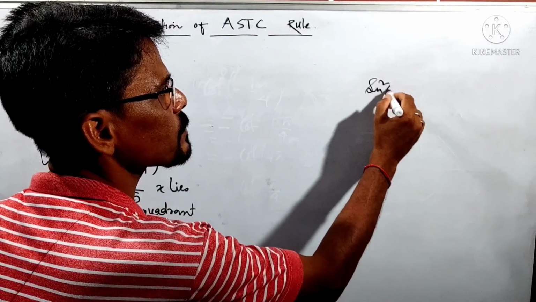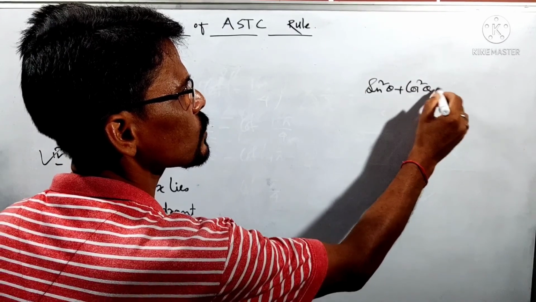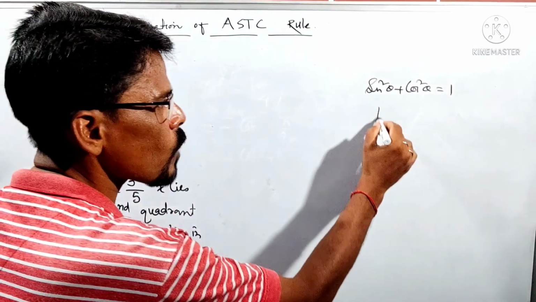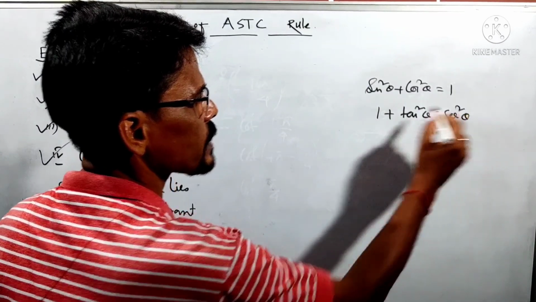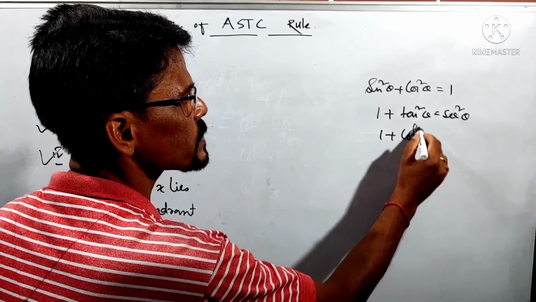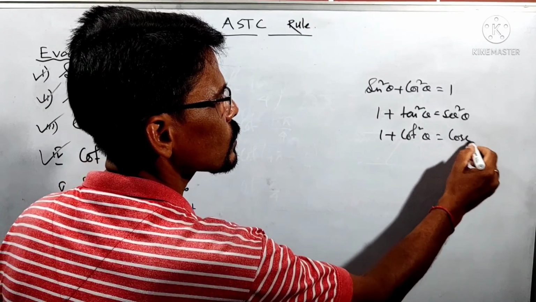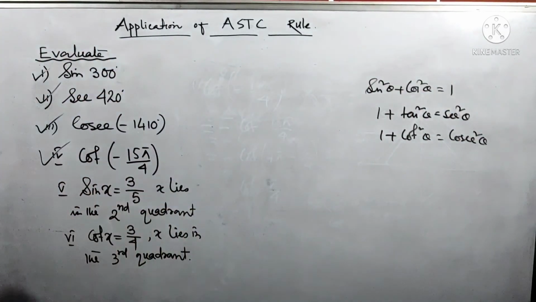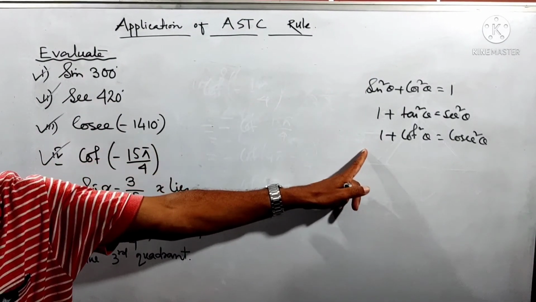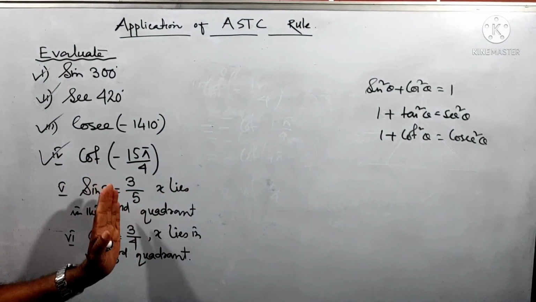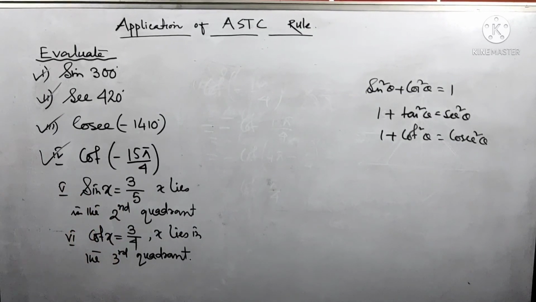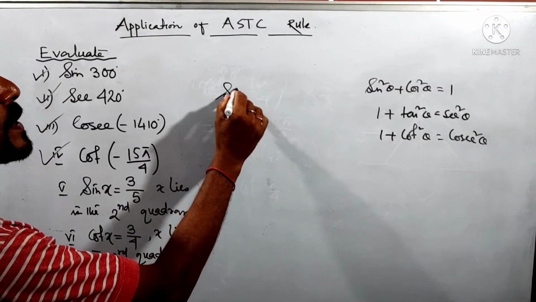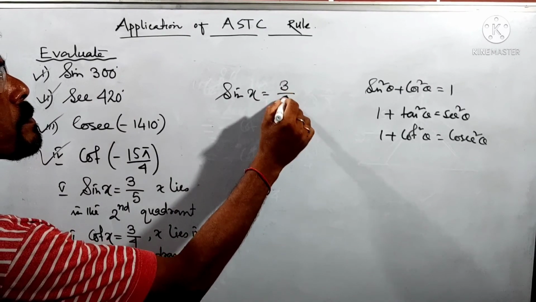sin square theta plus cos square theta equal to 1. Another one is 1 plus tan square theta equal to sec square theta, and 1 plus cot square theta equal to cosec square theta. Using these three trigonometric identities, you can calculate all other trigonometric ratios whenever the value of one ratio is given. Okay, let us see. Here we are given sin x equal to 3 by 5.